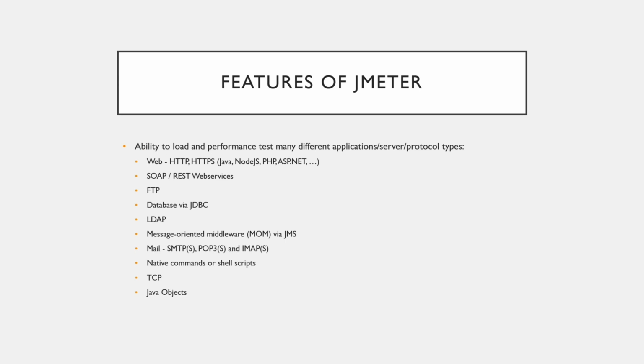So, the features of JMeter. As I told, it is used for performance testing of applications, servers, and protocols. It supports protocols like HTTP and HTTPS, and it supports SOAP and RESTful APIs. You can pause this screen and refer to all these bullet points like FTP, database via JDBC, LDAP, message oriented middleware, mail servers, native commands, TCP and Java objects. These are all the protocols or server applications supported by JMeter, so we can start gathering performance metrics for those applications, protocols, and servers.